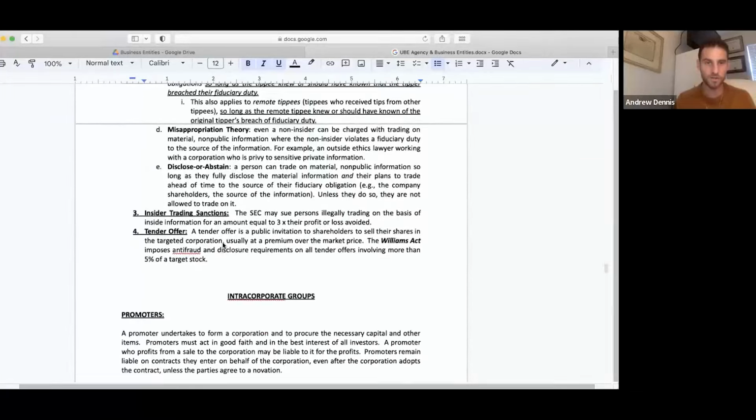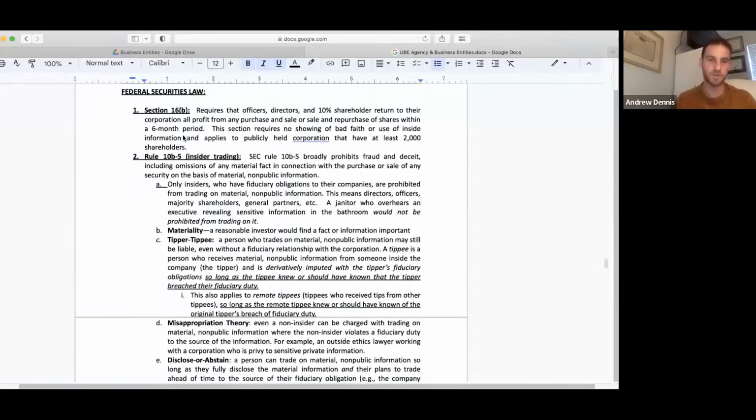A lot to talk about here, but let me read this one too, section 16(b). It requires that officers, directors, and 10% shareholders, control owners, return to their corporation all profit from any purchase and sale or sale and repurchase of shares in a 6-month period. This requires no showing of bad faith or use of inside information and applies to publicly held corporations that have at least 2,000 shareholders. So if there's a big company and you own 10% or more, or you're an officer or director, then you're not allowed to take profit within the first 6 months. Basically, you have to have some good faith that you're in this for the long haul, so your shares are frozen for 6 months. So that's 16(b), and then 10b-5 is insider trading.